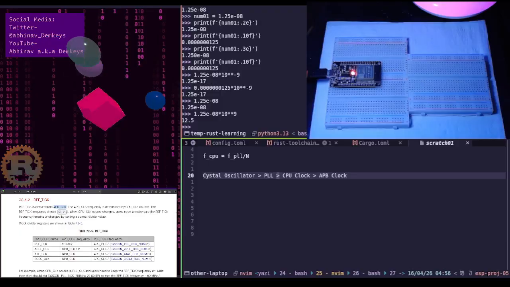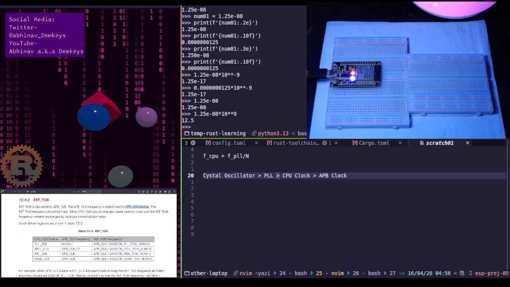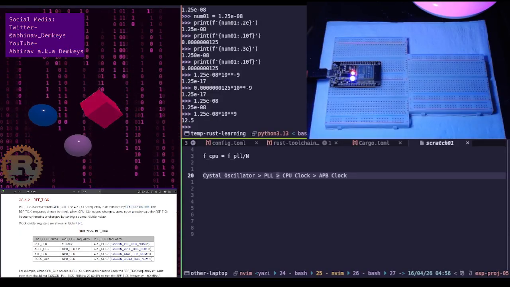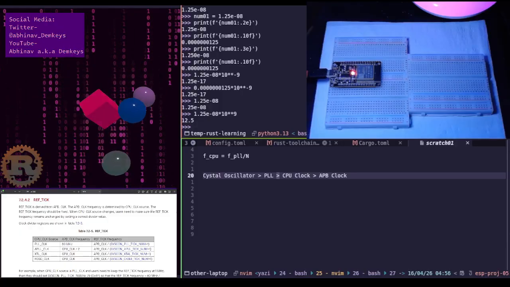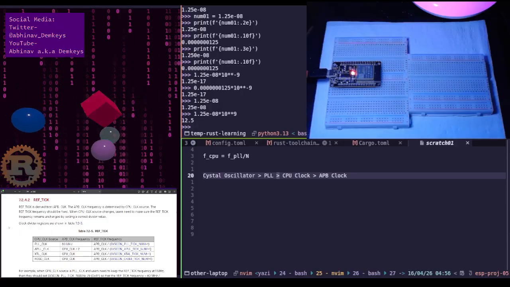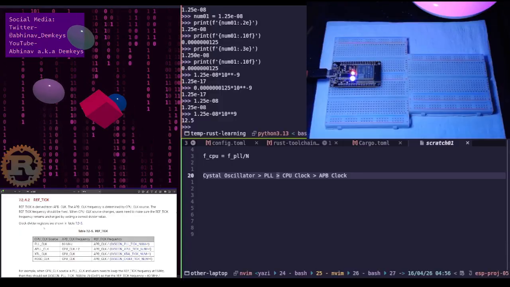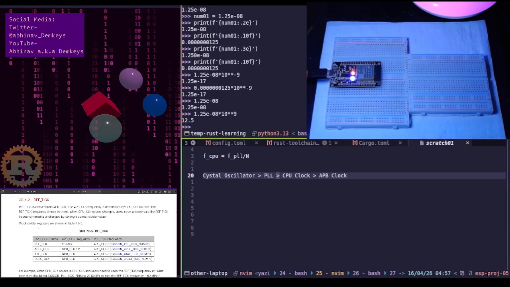The APB clock frequency is determined by the CPU clock source. The ref tick frequency should be fixed. When the CPU clock source changes, users need to make sure the ref tick frequency remains unchanged by setting a correct divider value. All right, okay.